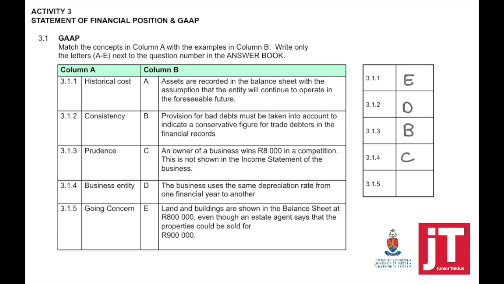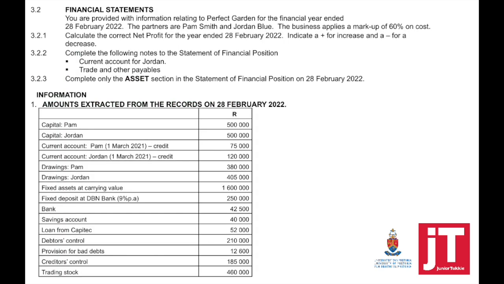Going concern. Will the business continue in the foreseeable future? So that will go with number A. Assets are recorded in the balance sheet with the assumption that the entity will continue to operate in the foreseeable future. Question 3.2, Financial Statements.